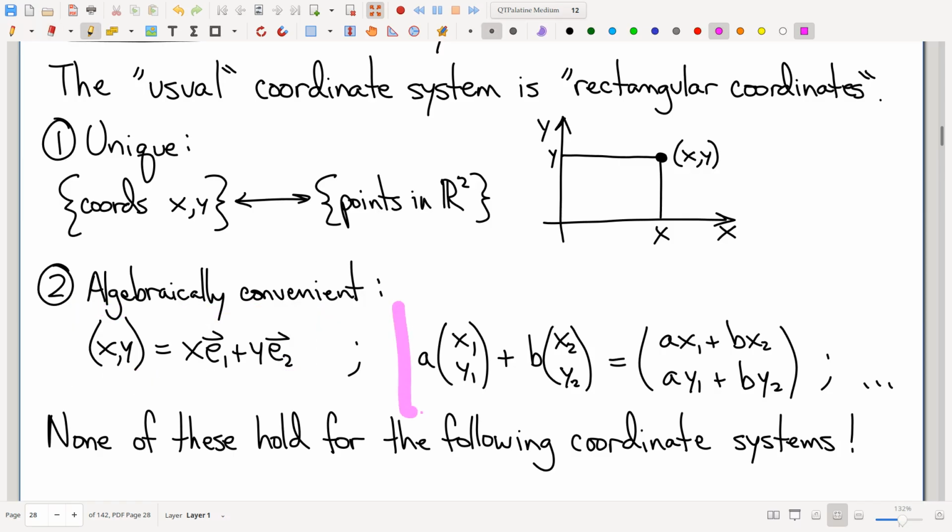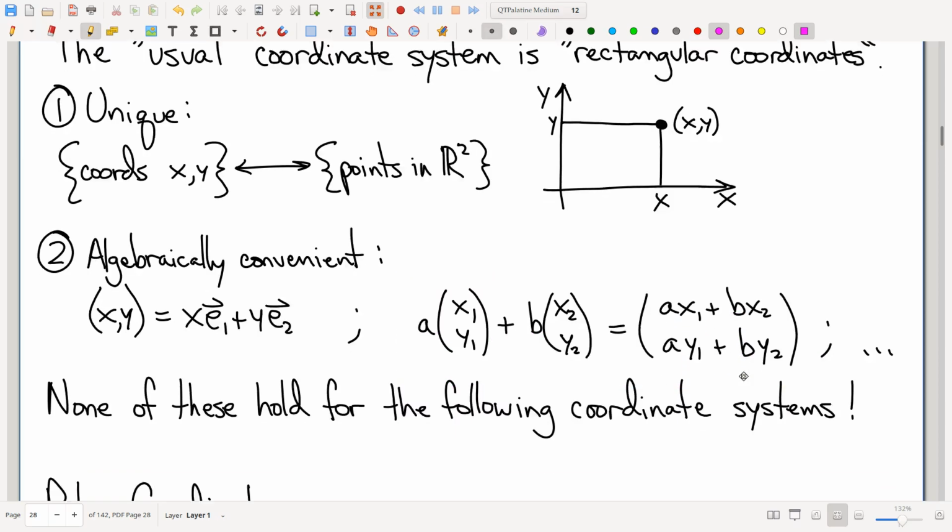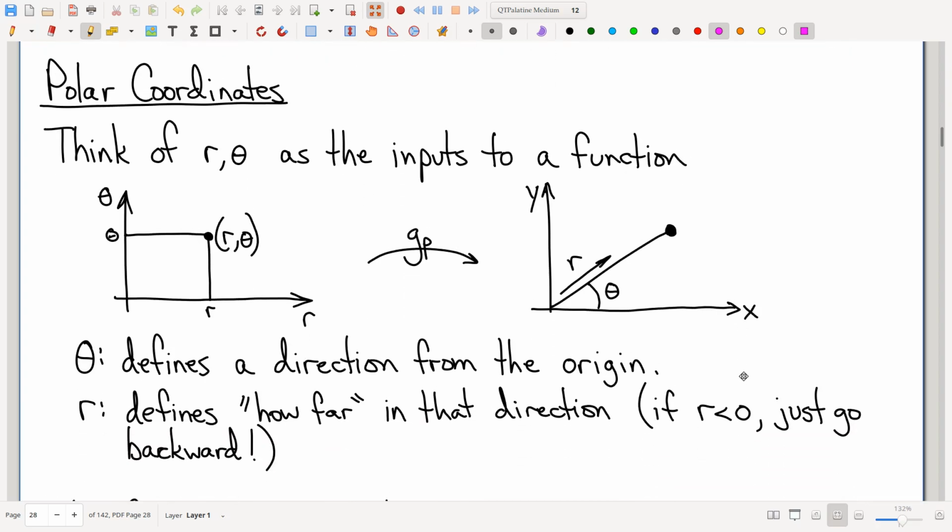And here's a more general statement, arguably: when you're doing a linear combination of vectors, you see I'm doing a linear combination of vectors here, you can do that by just taking the same linear combinations of the corresponding coordinates. Super handy, right? So handy we've kind of taken it for granted. And again, not true in other coordinate systems. So again, we have to wave goodbye to this convenient tool that we cannot use in any of our other coming coordinate systems.